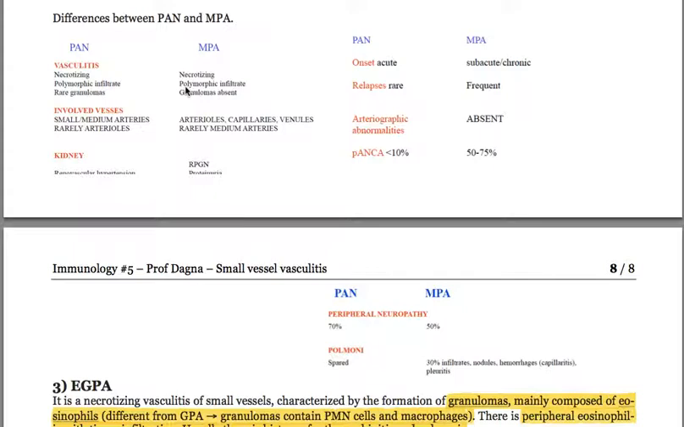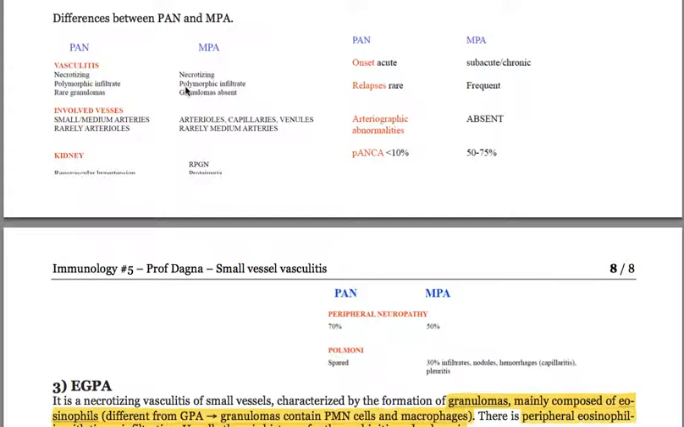In polyarteritis nodosa, the involved vessels are mainly small and medium arteries, rarely arterioles, while in MPA we have arterioles, capillaries and venules, and rarely medium arteries. In the kidney, polyarteritis nodosa causes renovascular hypertension. In MPA, we have proteinuria and rapidly progressive glomerulonephritis. Polyarteritis nodosa has an acute onset, while MPA is subacute to chronic.